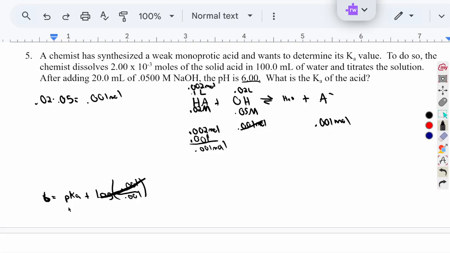Remember, P means negative log. If I need to do the anti-log, I have to remember that instead of just doing 10 to the 6, I have to do 10 to the negative 6 because I did negative log. So the anti-log has a negative there, and that's just going to equal 1 times 10 to the negative 6. That's my Ka.